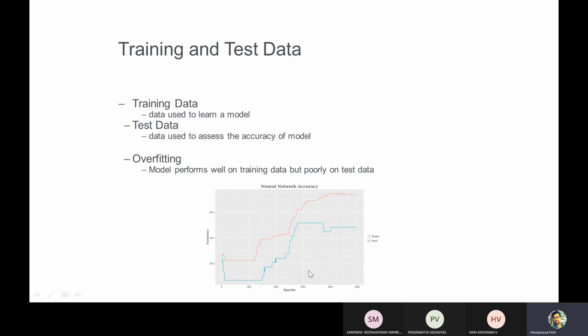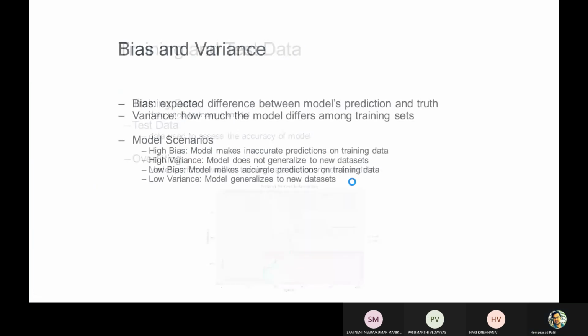But when the same number of epochs are there for test data, which is indicated by the blue line, the accuracy is low. So this scenario is known as overfitting. The model performs well on training data, but poorly on test data. This is known as overfitting.